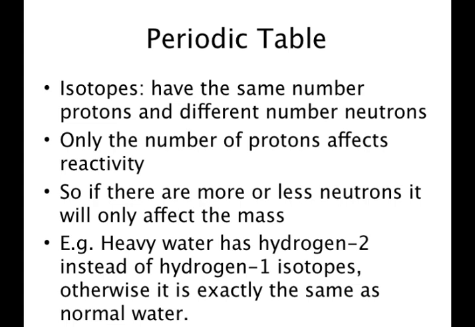Only the number of protons affects reactivity, so if there are more or fewer neutrons, it will only change the mass. For example, heavy water has 2 hydrogen-2 isotopes. They have an extra neutron, and 1 oxygen atom, instead of 2 normal hydrogen-1 isotopes that only have a proton. This makes the mass 20 instead of 18 for the whole molecule. However, in every other way, the water is the same. You could even drink it.